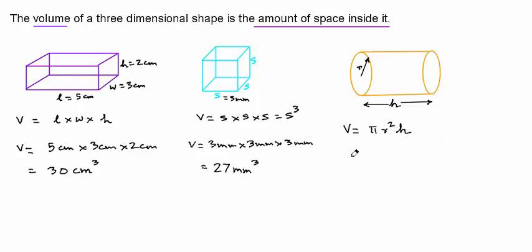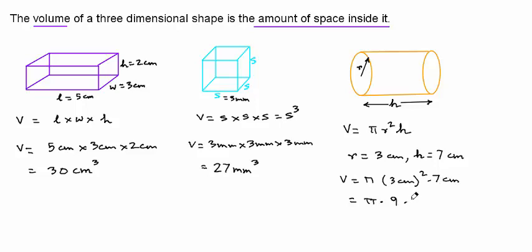So for a cylinder whose circles have a radius of, let's say, 3 centimeters, and the height of the cylinder is, let's say, 7 centimeters, the volume is given as pi times 3 centimeters squared times 7 centimeters. So this is equal to pi times 3 times 3 is 9 times 7. We have 2 centimeters on this one and another centimeter, so it's cubic centimeters, or 9 times 7 is 63 pi cubic centimeters.